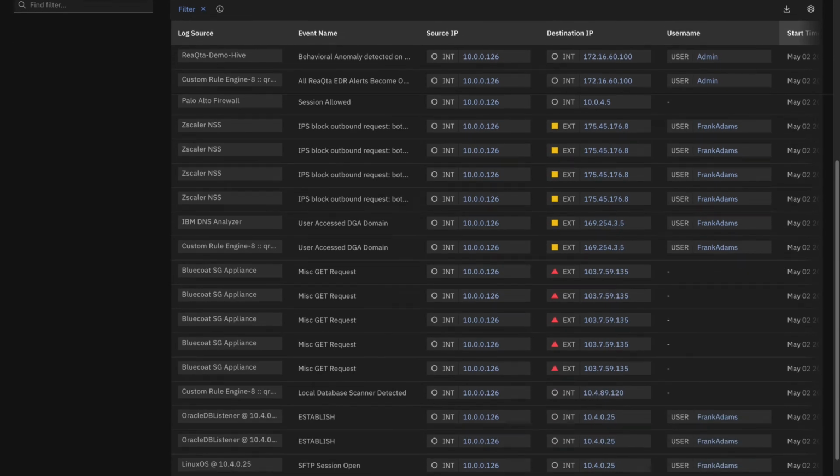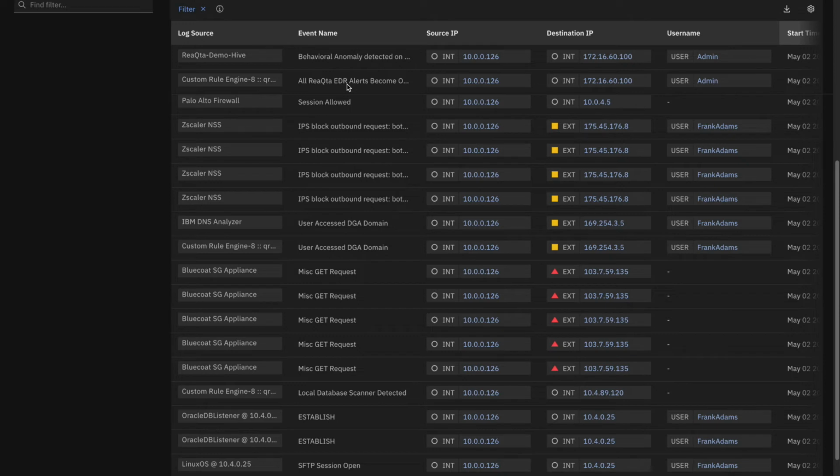And what we see here is all of the events at play as it correlates to this source IP, 10.0.0.126, that we've been talking about. Because this is a timeline that started from the very beginning to the very end of every event that QRadar has picked up on, we see first from our ReaQta Hive the behavioral anomaly, the alert that came from ReaQta. And then we see all ReaQta EDR alerts become offenses, because we want our analysts' attention to be drawn to any alerts coming into the Hive, because we're talking about comprehensive security, not segregated security.